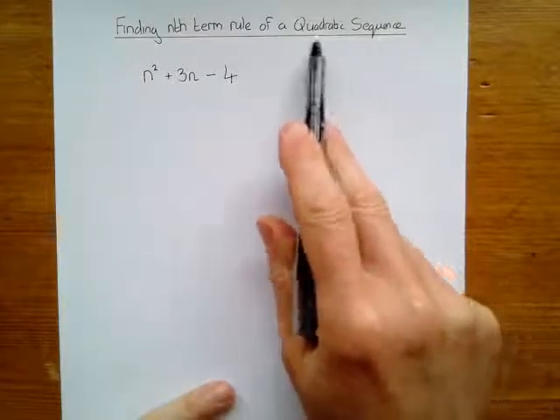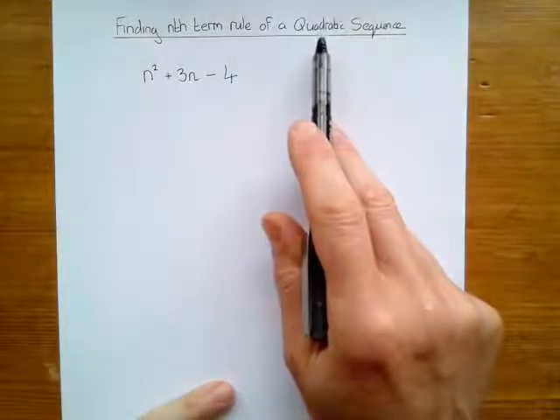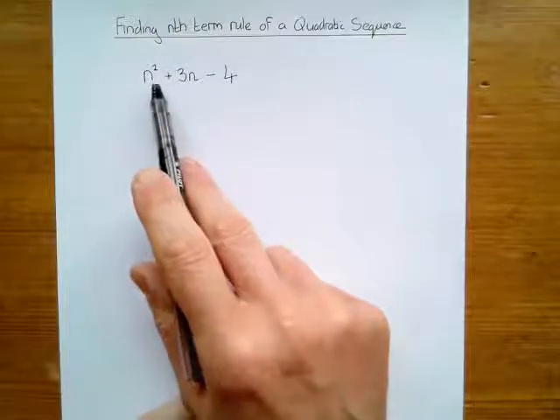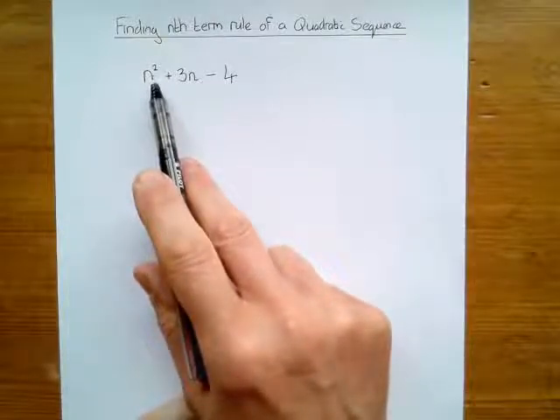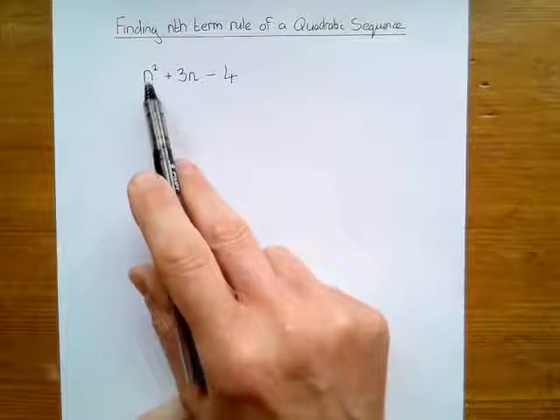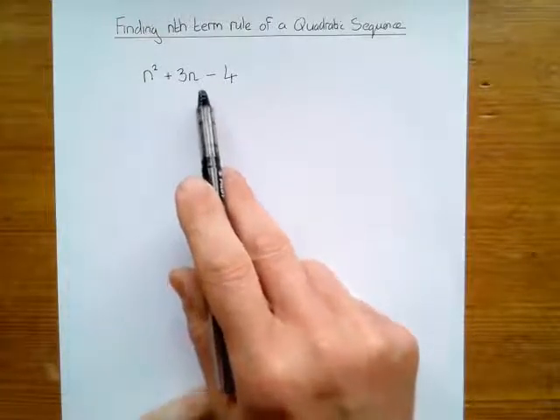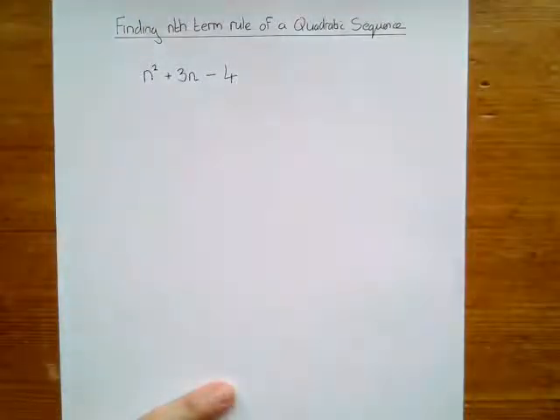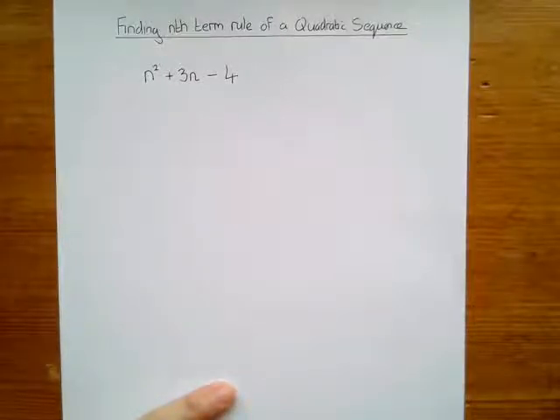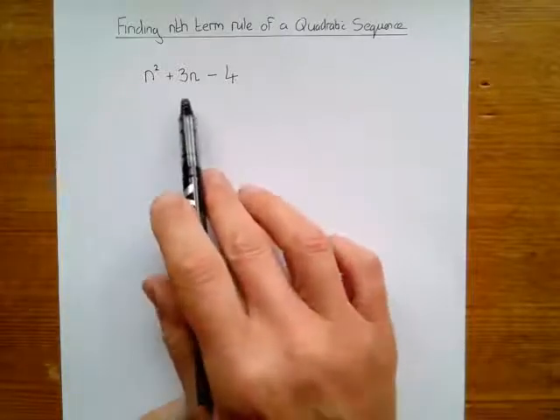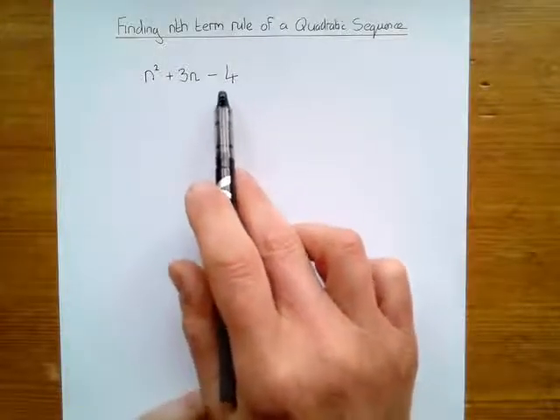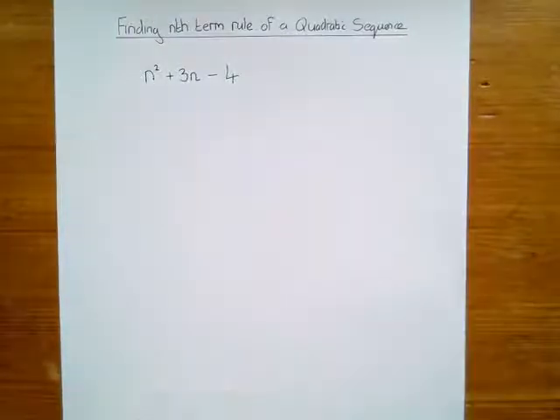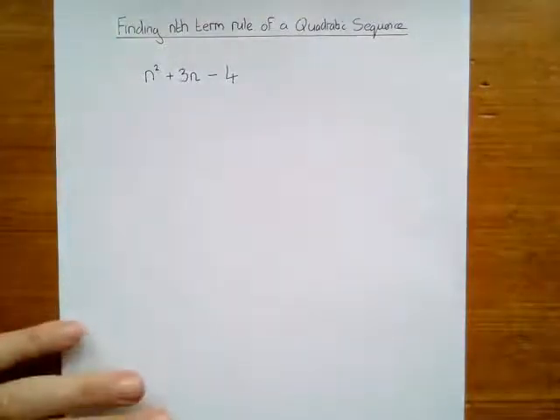A quadratic sequence is one which has an n squared term in it. It doesn't have an n cubed term or anything fancy like a square root, just an n squared term. Might have an n term as well, might have a number as well. I mean, n squared is a quadratic sequence. It's the square numbers, 1, 4, 9, 16, 25, 36. That's the simplest quadratic sequence you could possibly have. But if we introduce a linear element to it and a constant, it's still called a quadratic sequence. So that's the nth term rule of a quadratic sequence.